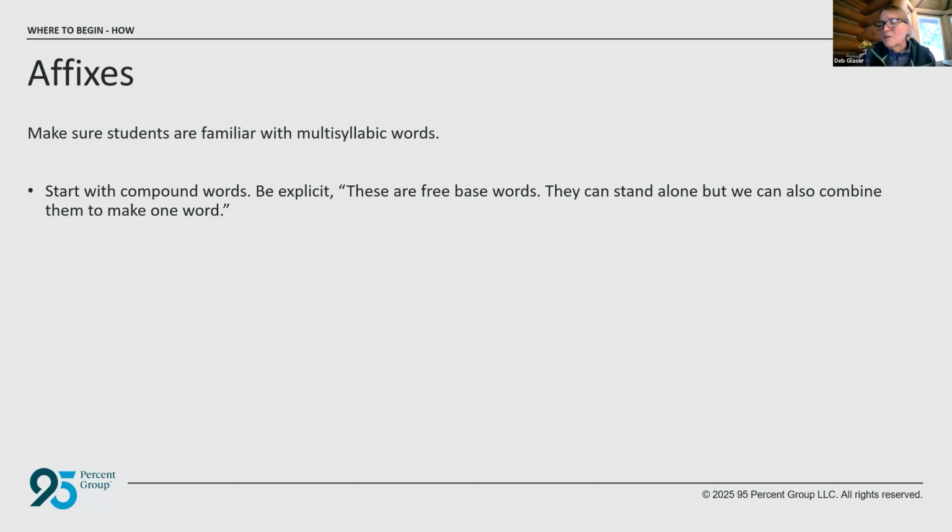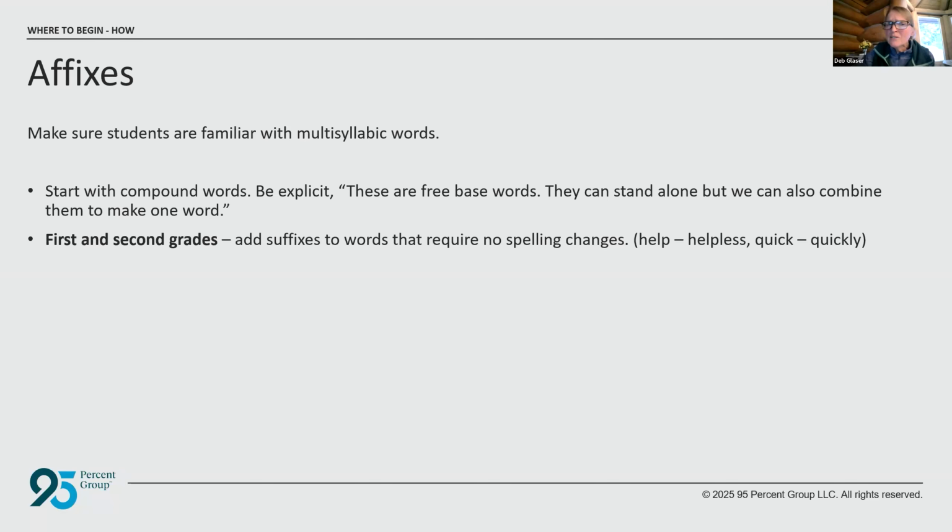Very simple morphological concept. And then in first and second grade, add those suffixes to words. Begin by adding suffixes that require no spelling changes. Okay.